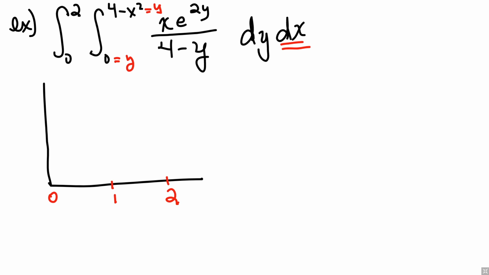What we're going to do is plug the x values into the curve. When x is 0, what's y? 4. When x is 1, what's y? 3. And when x is 2, what's y? 0. So here's what we're going to get. Any questions there?